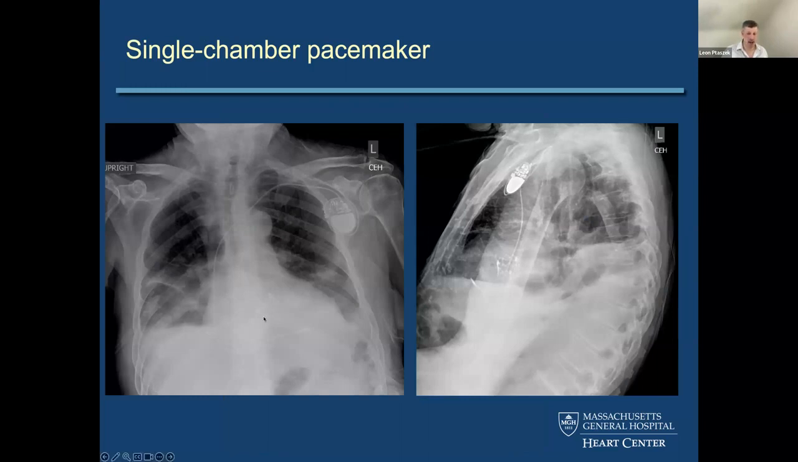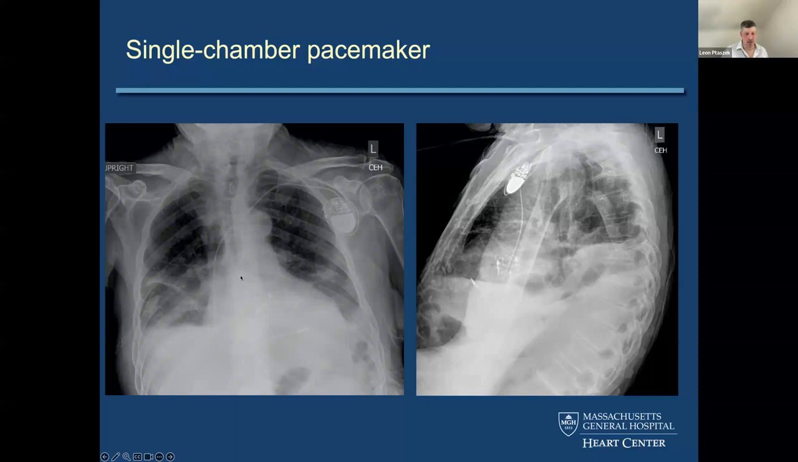Here's a single chamber pacemaker that I implanted in a patient immediately after they had complete heart block following a TAVR. So here's the TAVR, the aortic valve device. And here's the single chamber system with the lead implanted in the apex of the right ventricle.